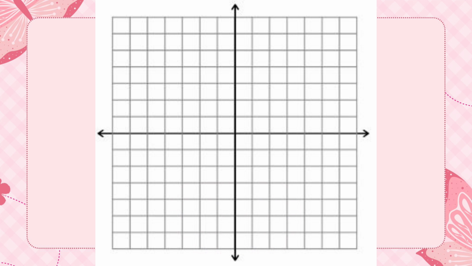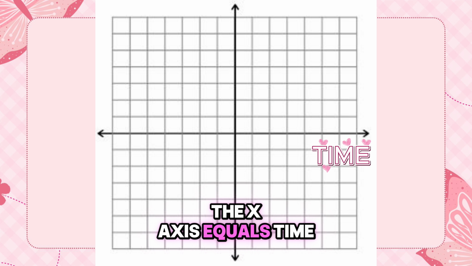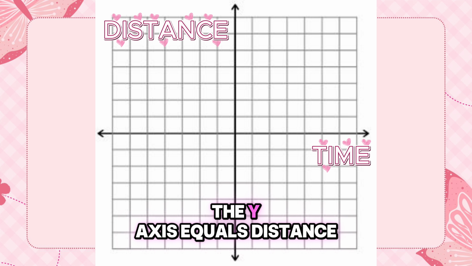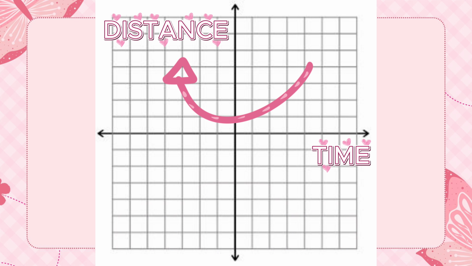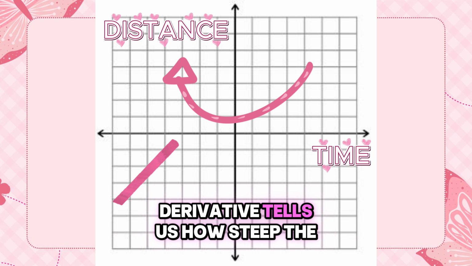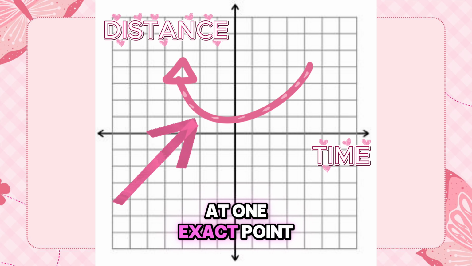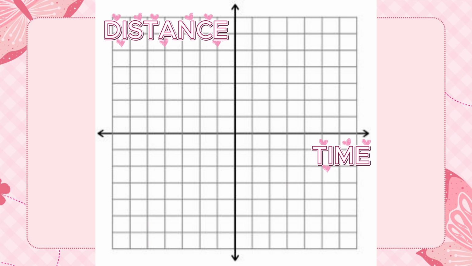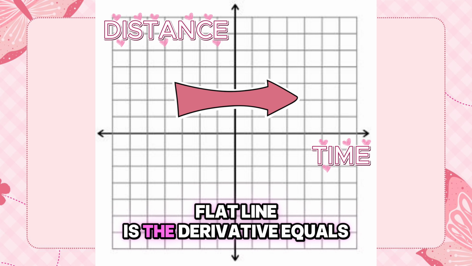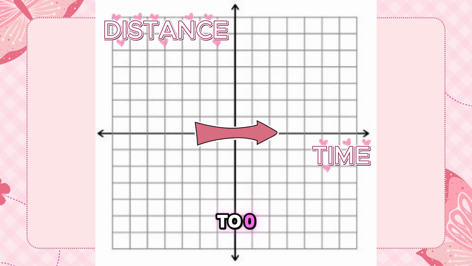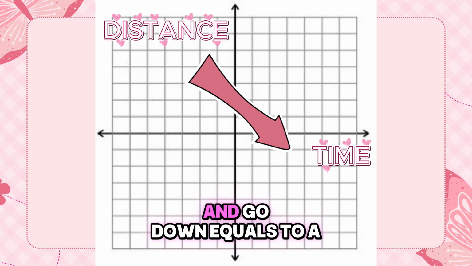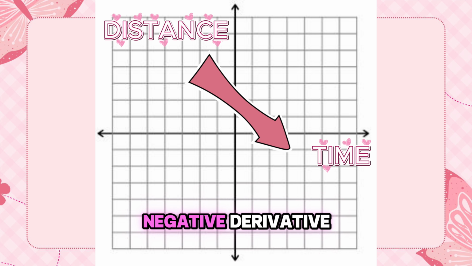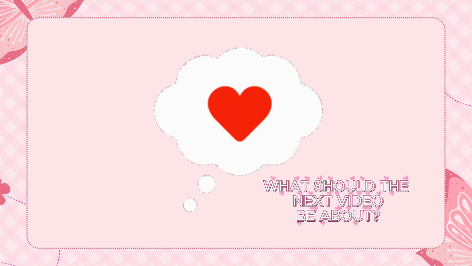Imagine a graph. The x-axis equals time. The y-axis equals distance. The derivative tells us how steep the line is at one exact point. A steep line is a big derivative. A flat line means the derivative equals 0. And going down equals a negative derivative.